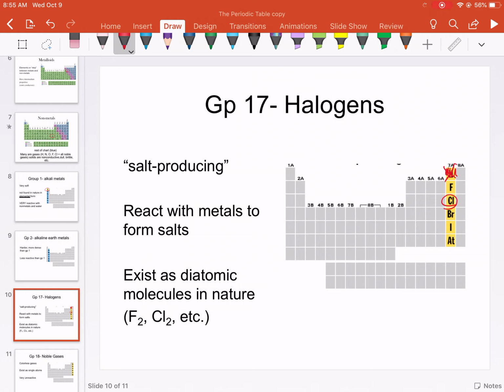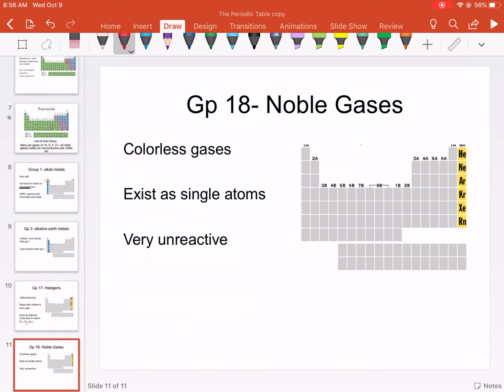They're very reactive, and so you don't find them as single atoms in nature. You don't find single chlorine atoms floating around in nature, but you can have Cl2. This is called diatomic, meaning that there are 2 atoms together whenever you have the pure element. So a pure molecule of chlorine would be Cl2. There are other elements that are like that. For example, you've heard of oxygen as O2, nitrogen as N2, but the halogens are all that way because they're so reactive. And then finally, we're jumping over one group to the noble gases.